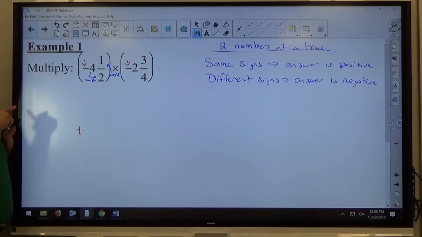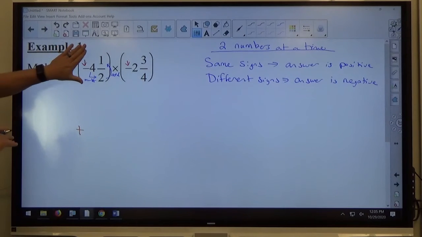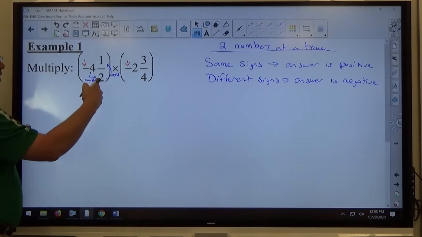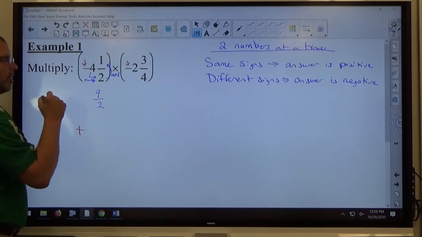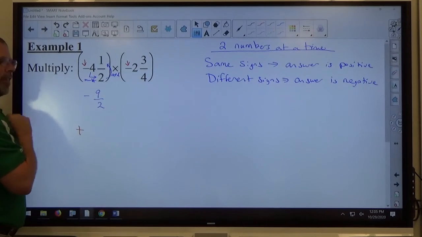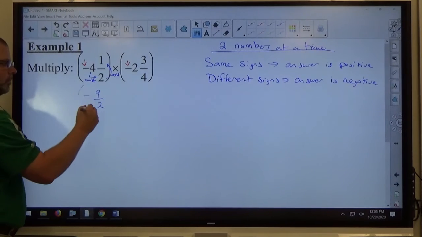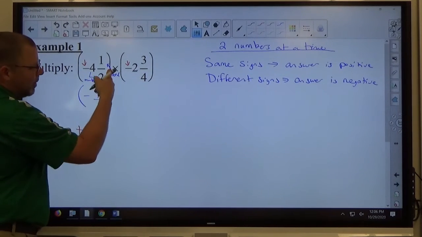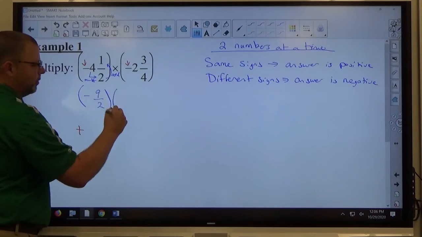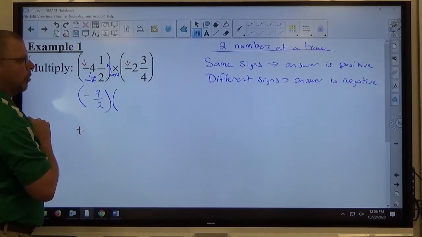The sign is not involved in all this process, so pretend it's positive. 4 times 2 is 8. 8 plus 1 is 9. So 9 over 2 is what 4 1/2 is. The minus sign is attached to that number. And then I'm multiplying. I can put the X to show multiplication. Back-to-back parentheses also denotes multiplication.